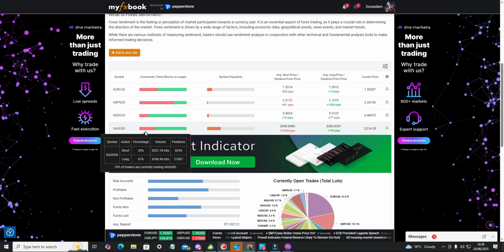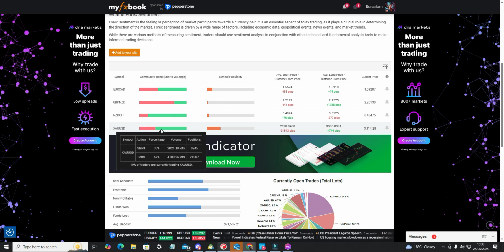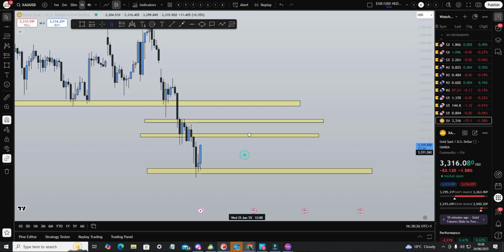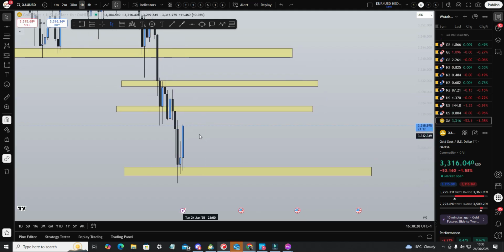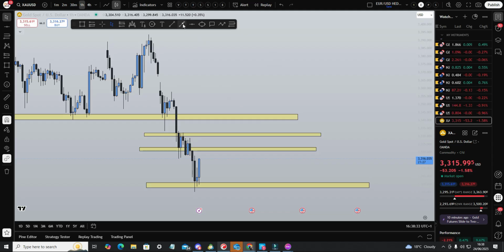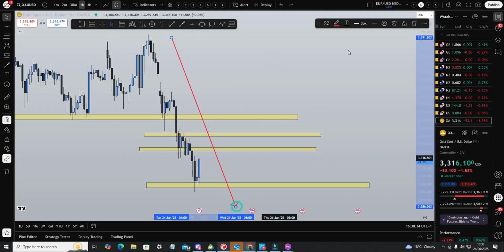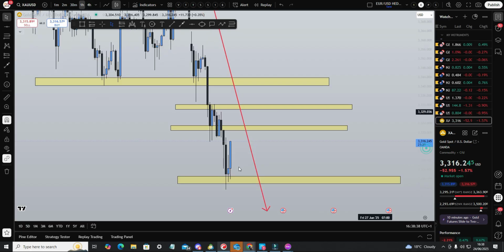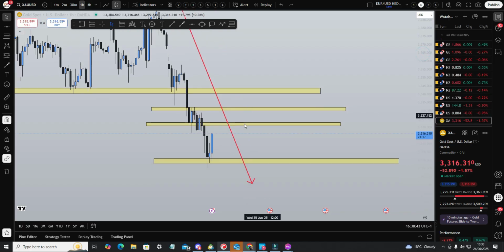So let's look at this. This is the data for gold. Majority are buying, minority are selling. And what is gold doing right now? Even though we are in a bearish trend, people are just trying to catch the low of this, and then trying to catch the reversal. Why? Trade with the trend.